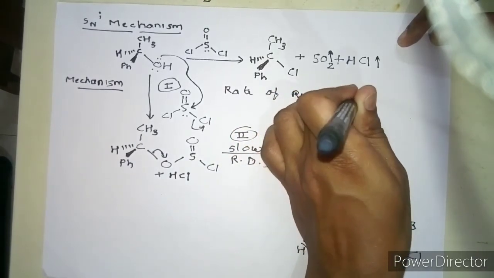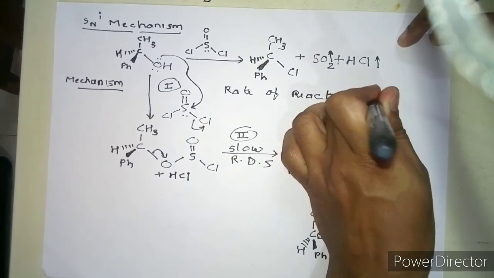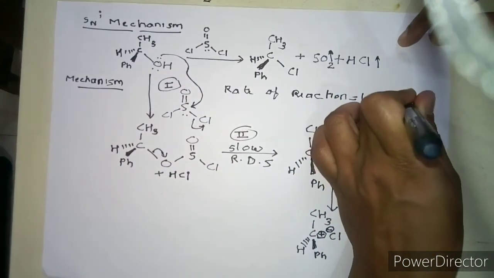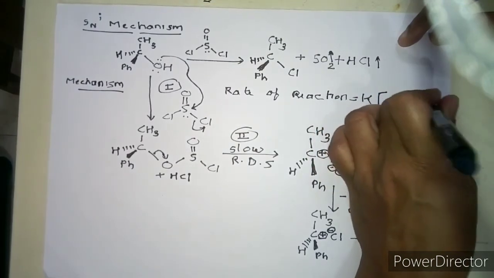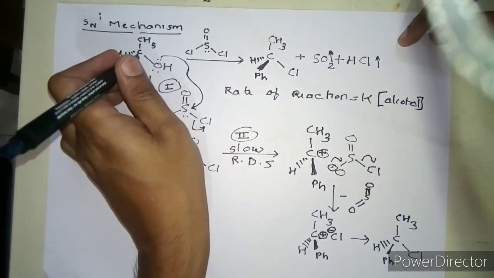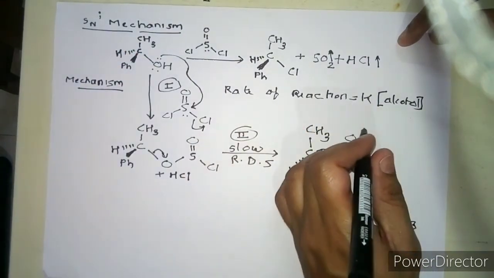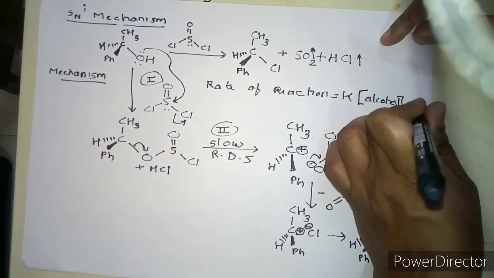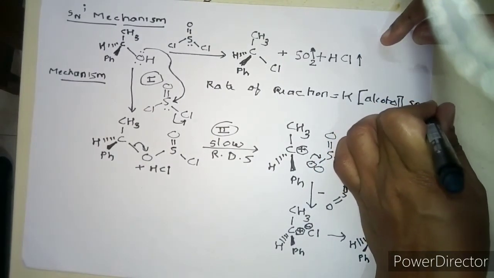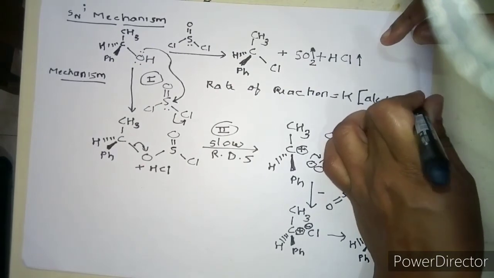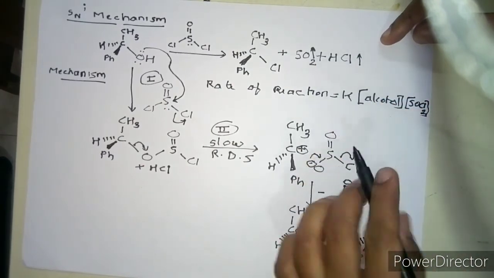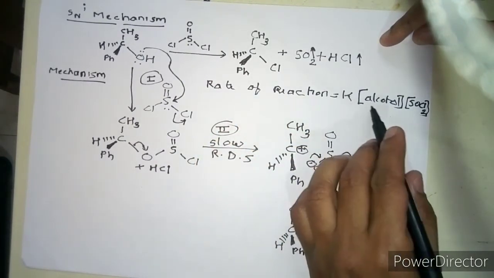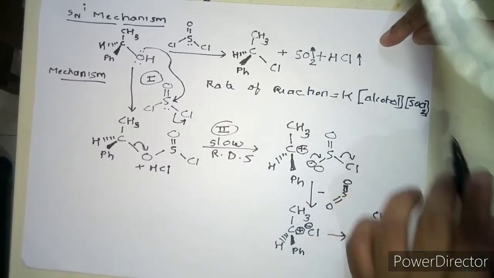Is equal to K into concentration of alcohol, into concentration of SOCl2. So the rate of the reaction is equal to K into concentration of alcohol into concentration of SOCl2.